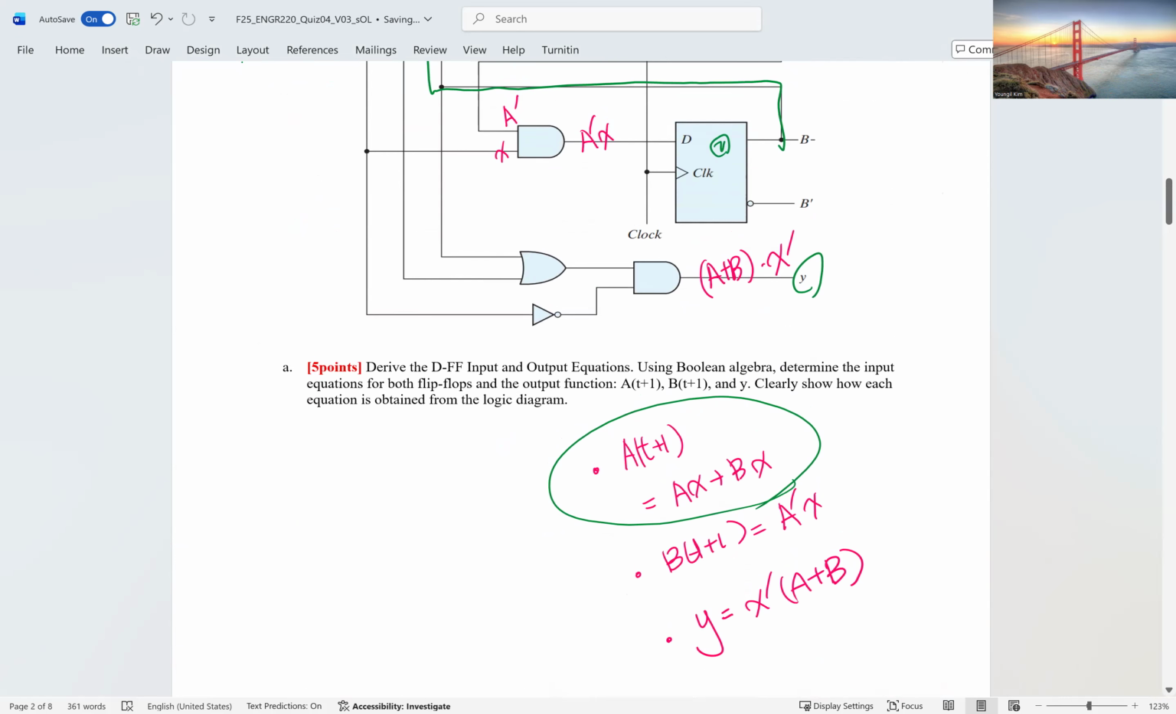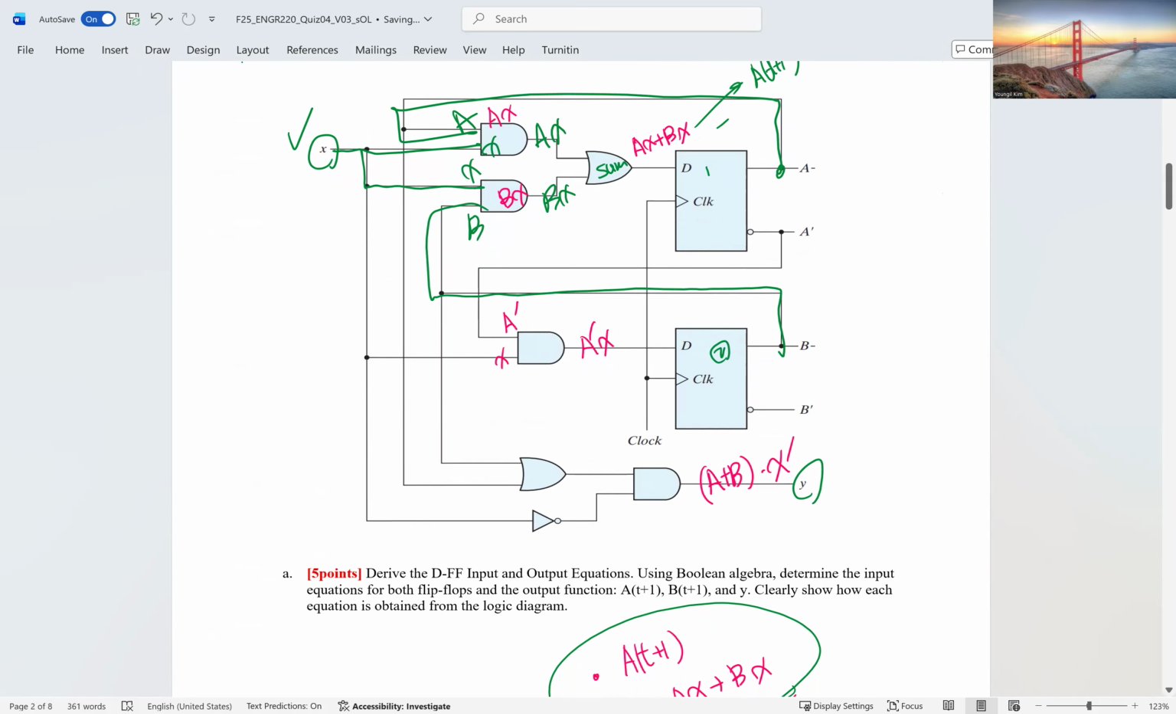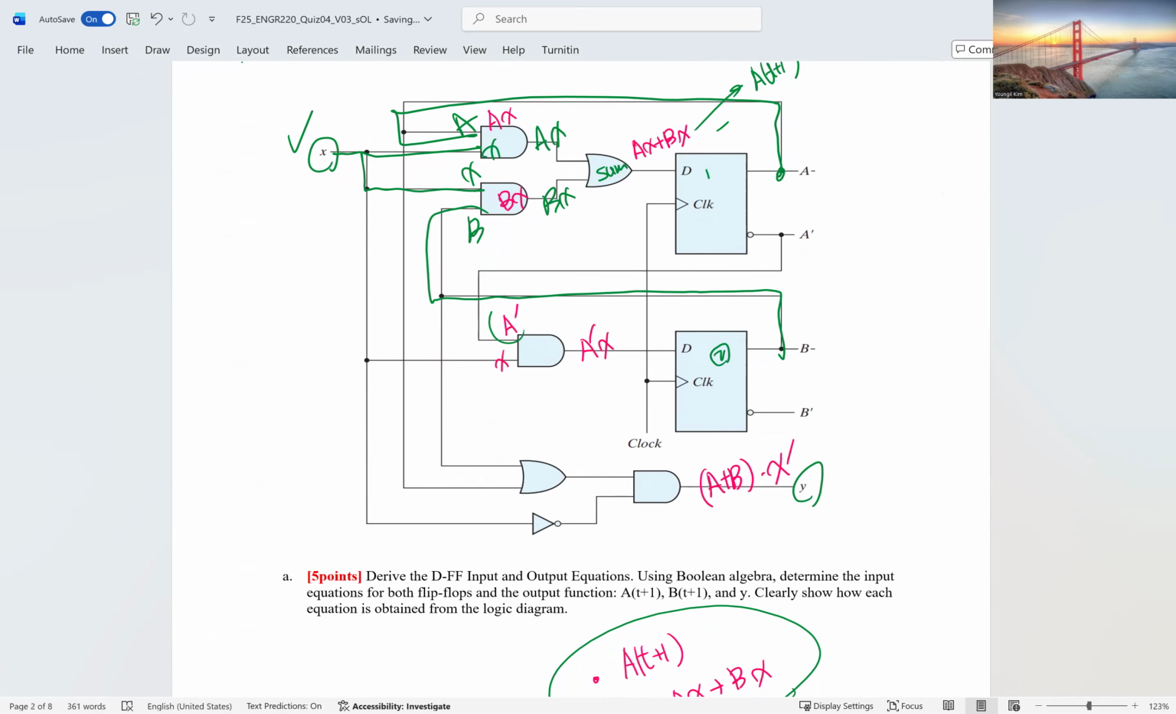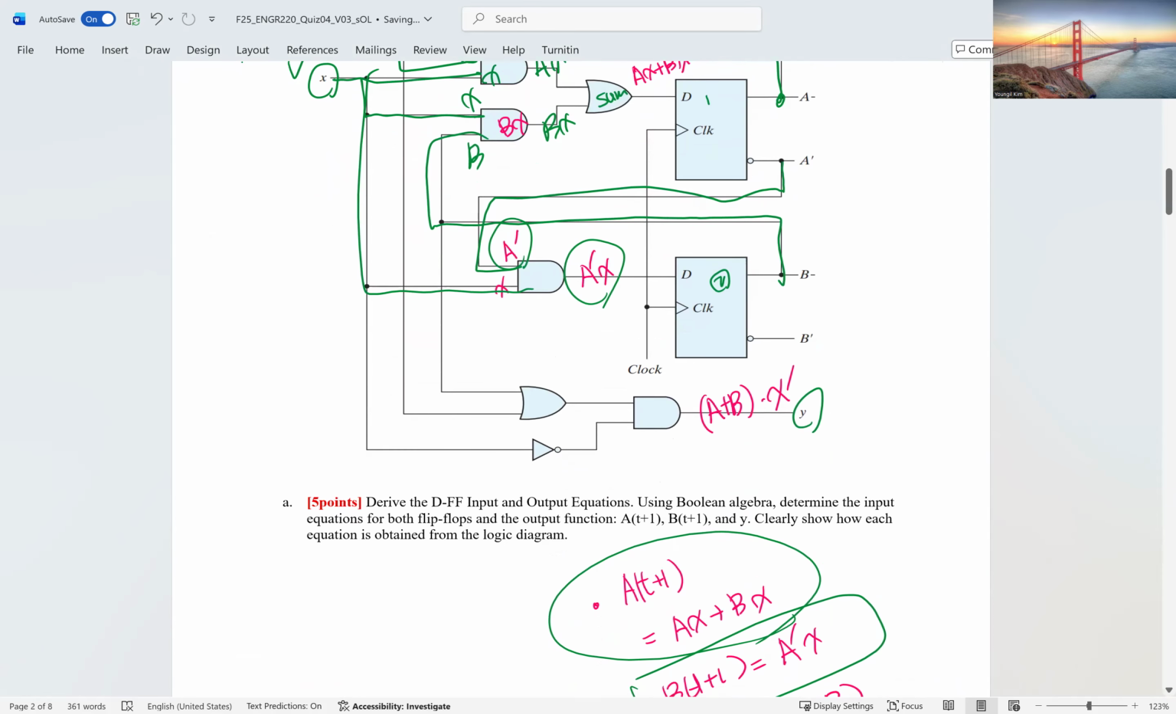So how about this one? B over t plus 1, right there. So this is A prime. Why? Because it connects to here, and X right there. So A prime dot X, this is B over t plus 1. Okay, now the Y is definitely, this is X prime. And then I'm going to just remove it here.